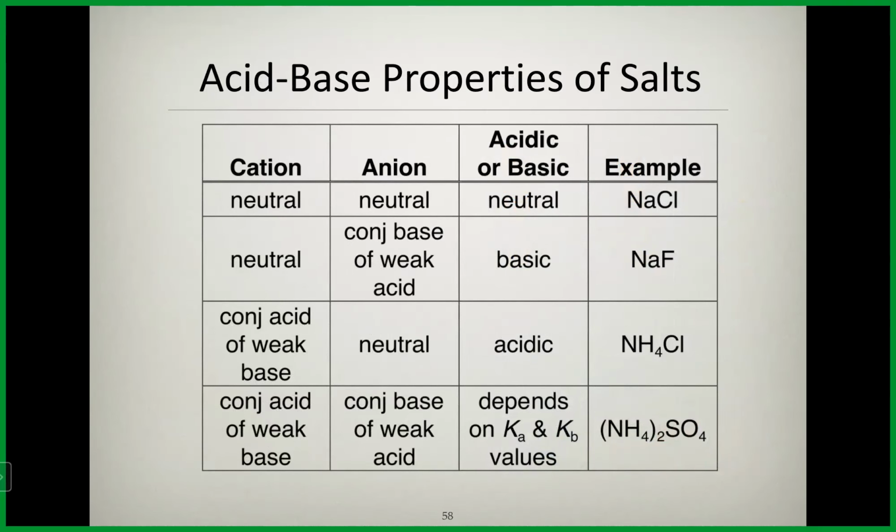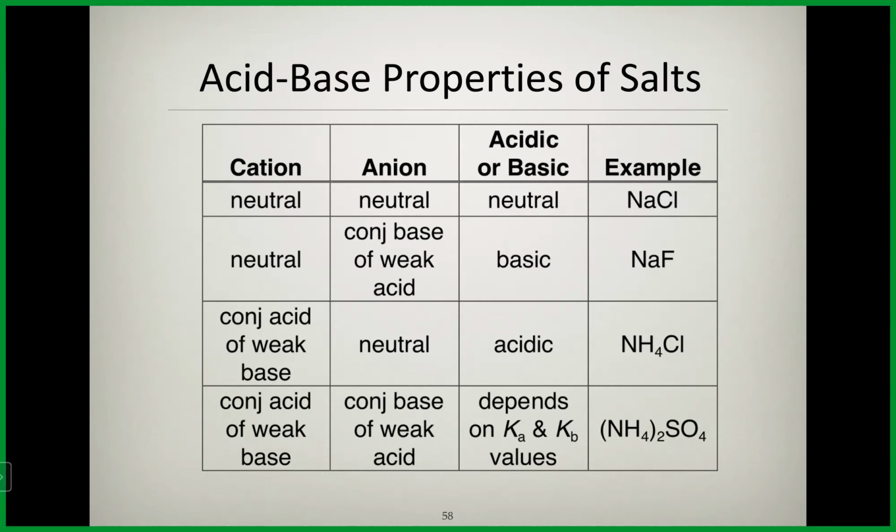And then this is just a little table that kind of summarizes those things. So when we look at something like sodium chloride, if you think about it, sodium would be part of sodium hydroxide, a strong base. Chloride would be part of hydrochloric acid, also a strong acid. So the conjugate pairs of strong acids and strong bases aren't going to affect the pH. So since both of those are strong, that's going to be a neutral solution.